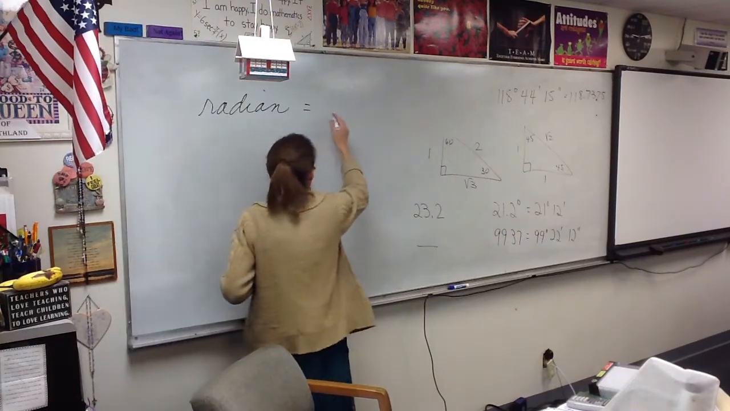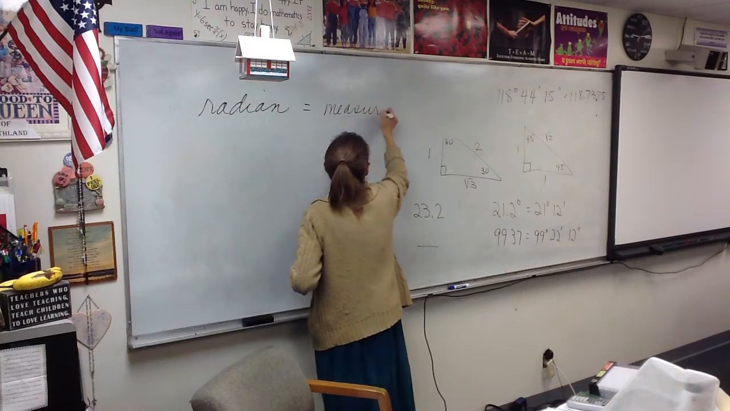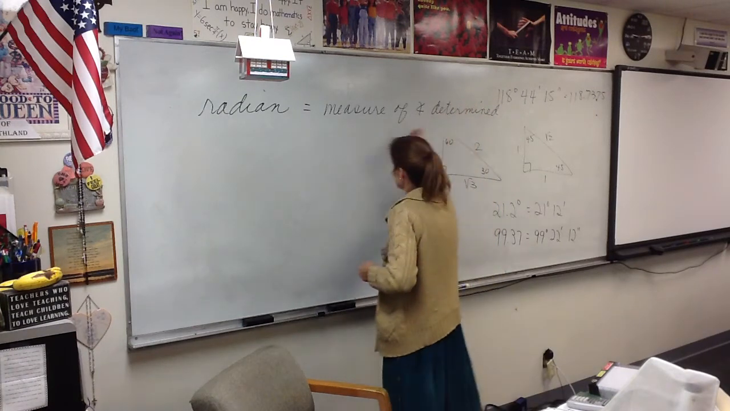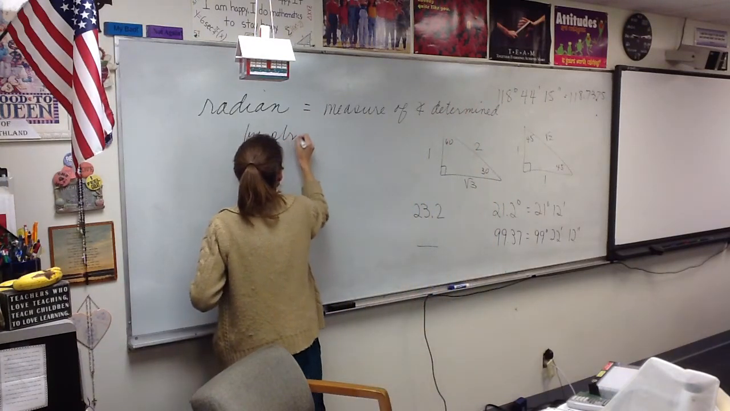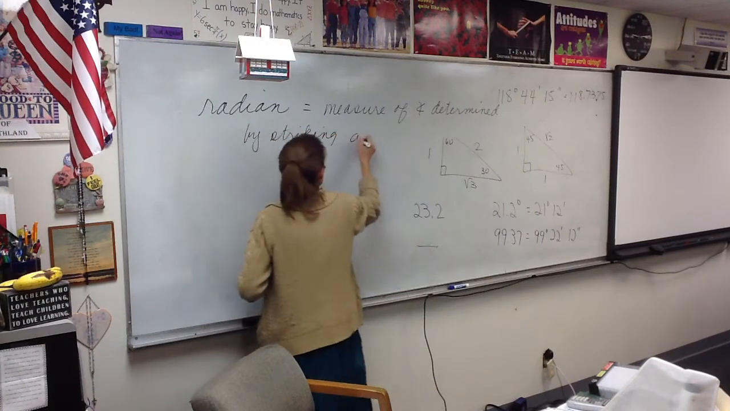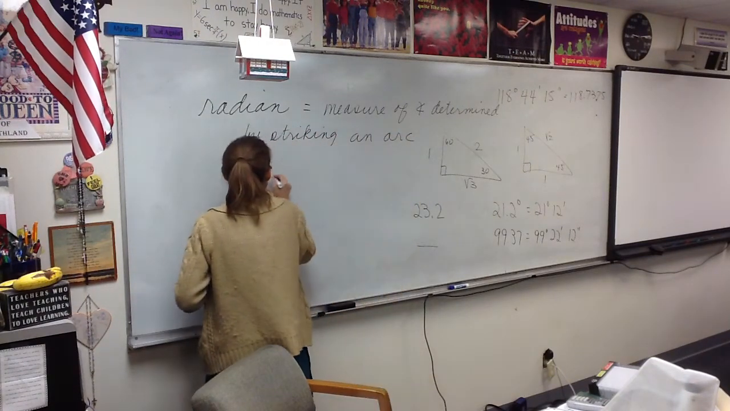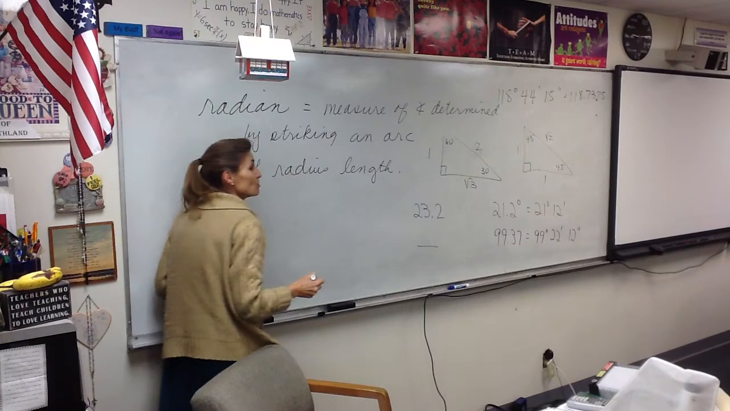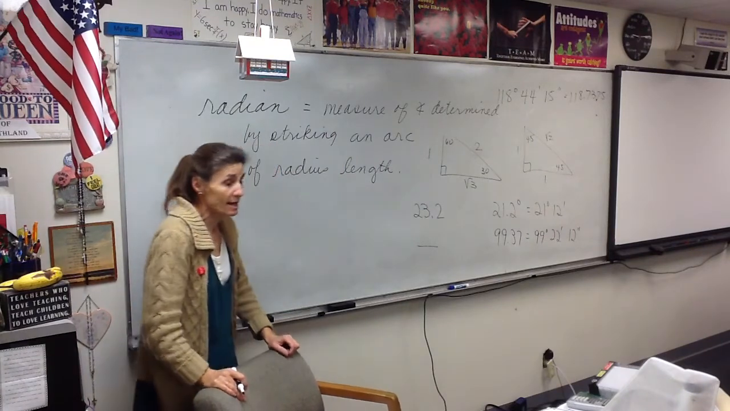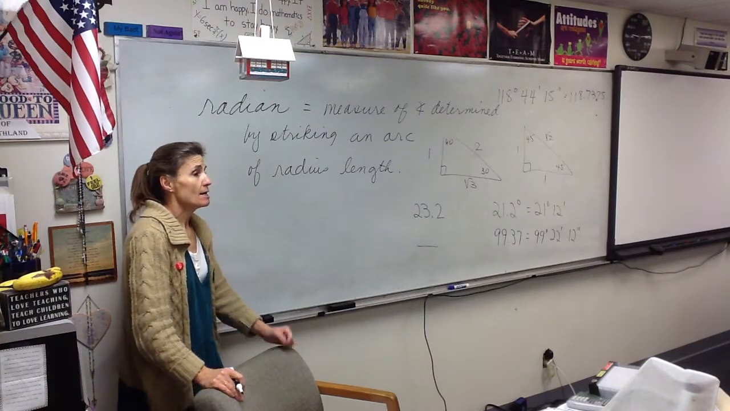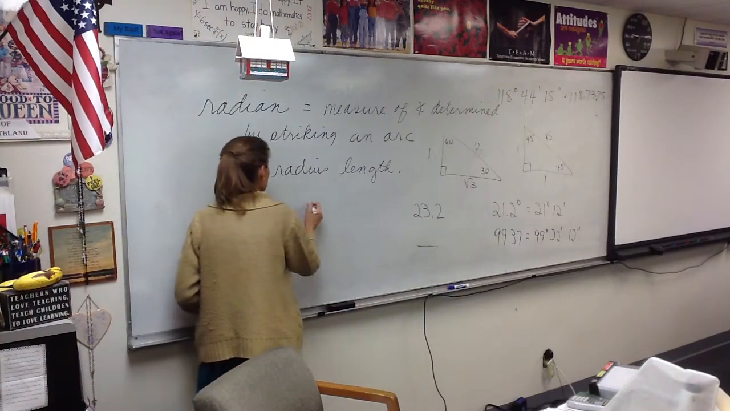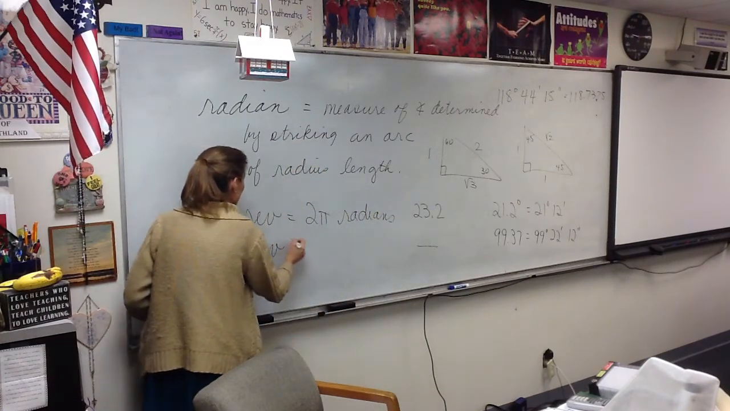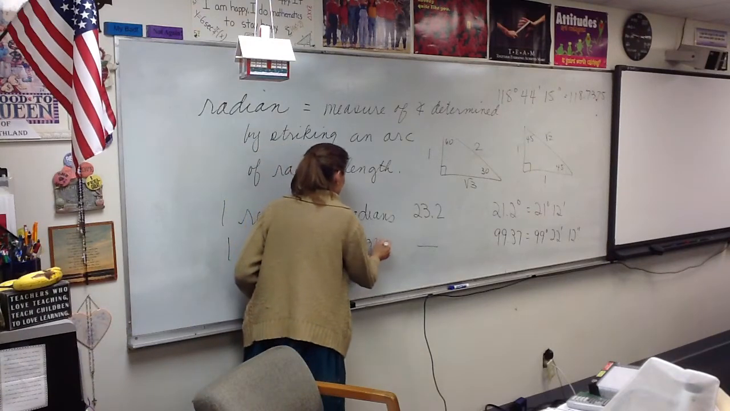A radian is the measure of the angle determined by striking an arc of radius length. And why Tom associates a radian with 2 pi, and that's a great association, is because 1 revolution is 2 pi radians, just like 1 revolution is 360 degrees.